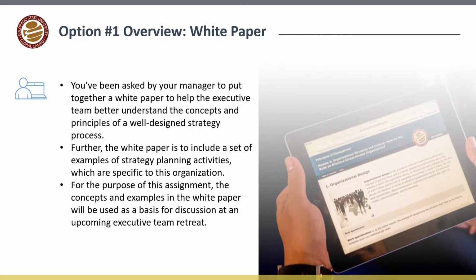Option number 1 is a white paper. In this white paper, you've been asked by your manager to put together a summary to help the executive team better understand the concepts and principles of a well-designed strategy process. And the white paper needs to include a set of examples of strategy planning activities that are specific to the organization that you've chosen. Now, for the purposes of this assignment, consider that what you're creating is going to be used as the basis for discussion at an upcoming executive team retreat. So that's the function of the document.